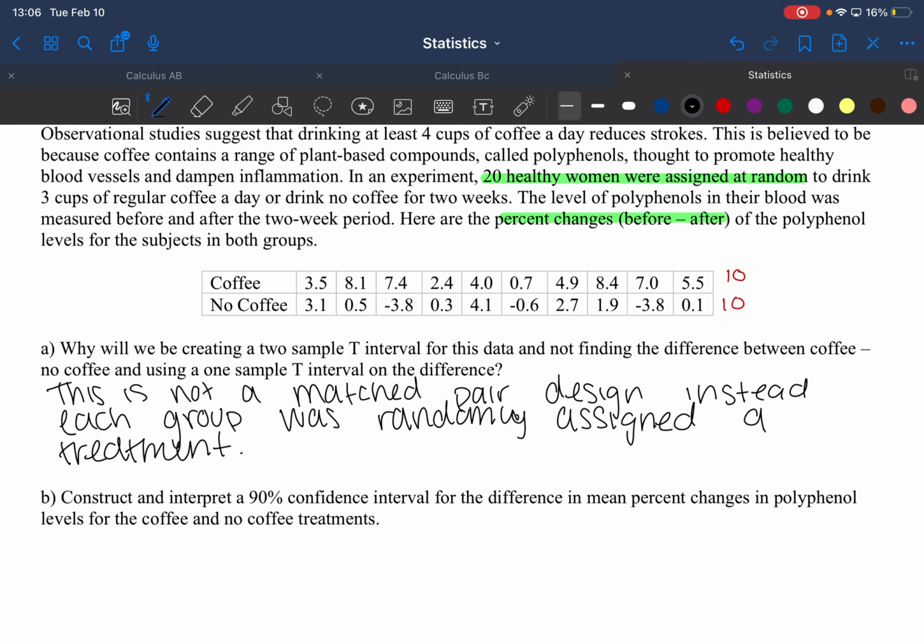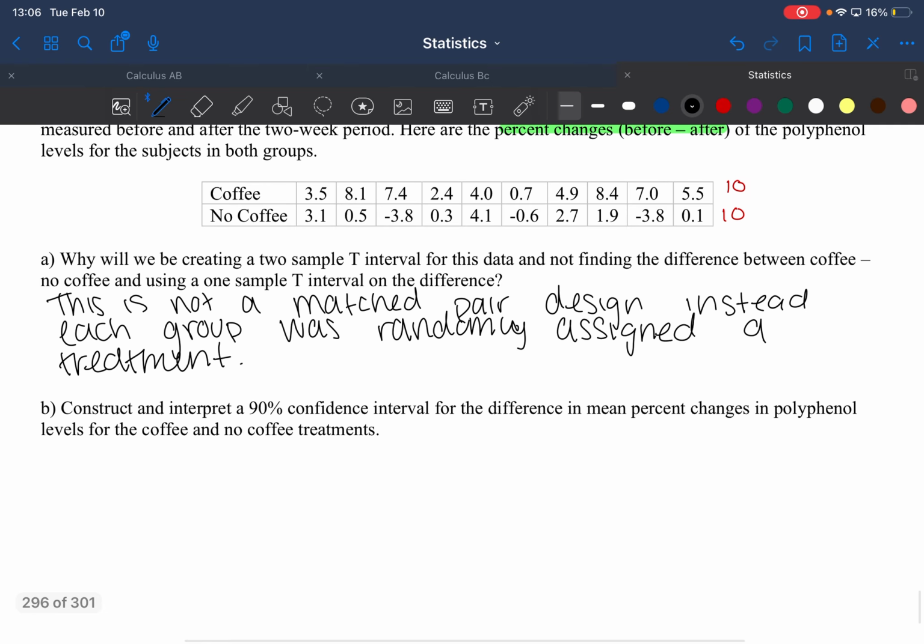Okay, part A is not part of the FRQ. It's just for us to stop and think and look at those inferences and know the difference between the two. Okay, the FRQ actually starts on part B. And part B says, construct and interpret a 90% confidence interval for the difference in mean percent changes in polyphenols levels for the coffee and no coffee treatments.